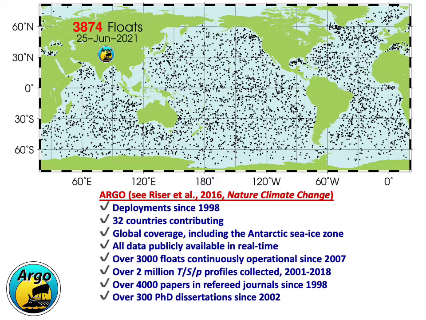Since 2007, there's been at least 3,000 floats operating at any given time, and now there are over 2 million profiles of temperature, salinity, and pressure collected as part of this data set. And here's an important one. Over 4,000 scientific papers have appeared in refereed journals since 1998 when this began. So Argo has made a very large and important contribution to ocean science. And as well, there have been over 300 PhD dissertations written based on Argo data.